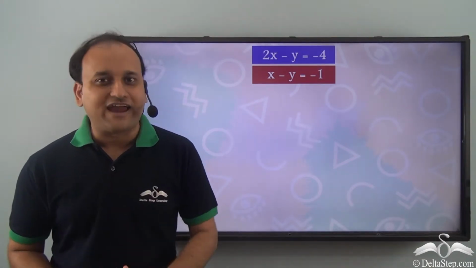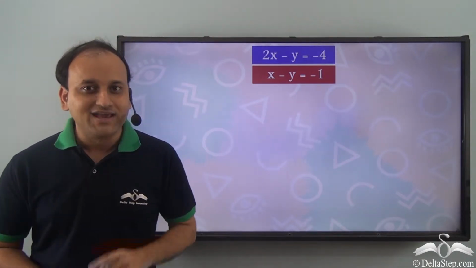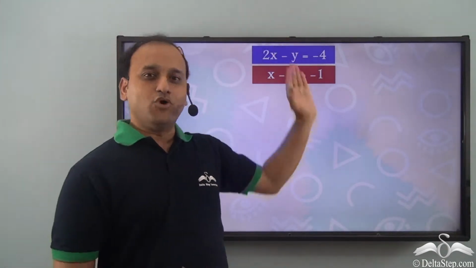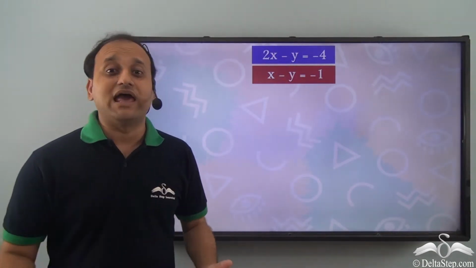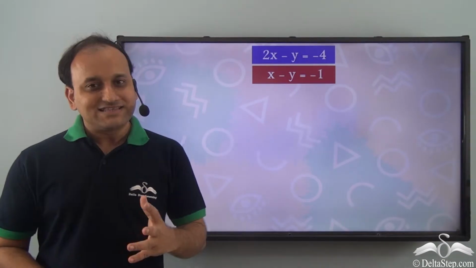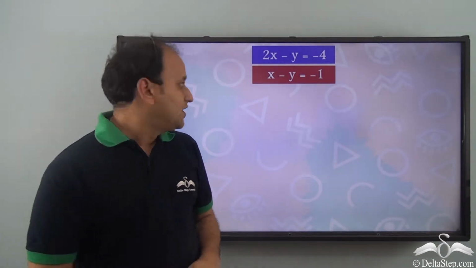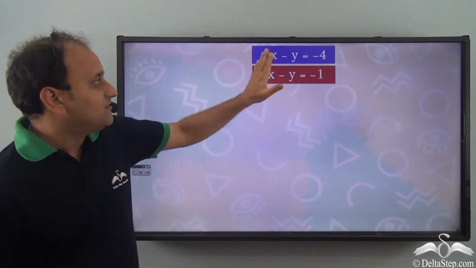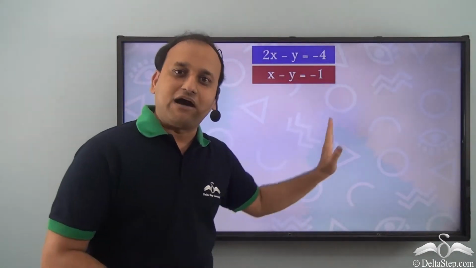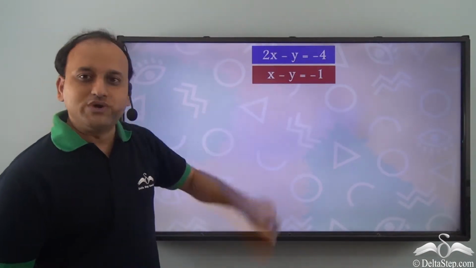So you can actually find the value of x and y such that it satisfies both the equations, and that is with the help of graphs. So let's see how we can do that. So first of all, we'll need to find the values of x and y for these two equations.